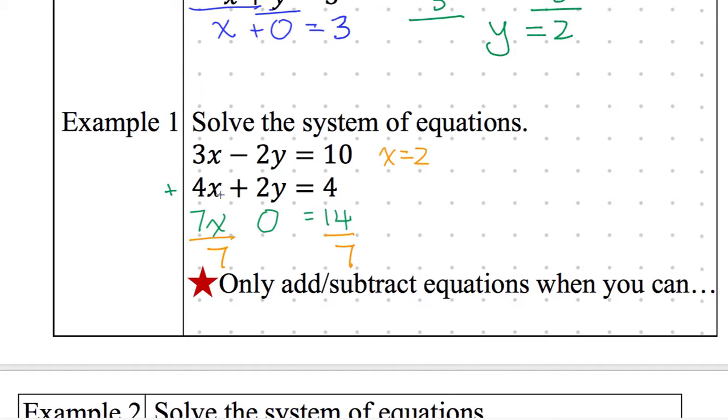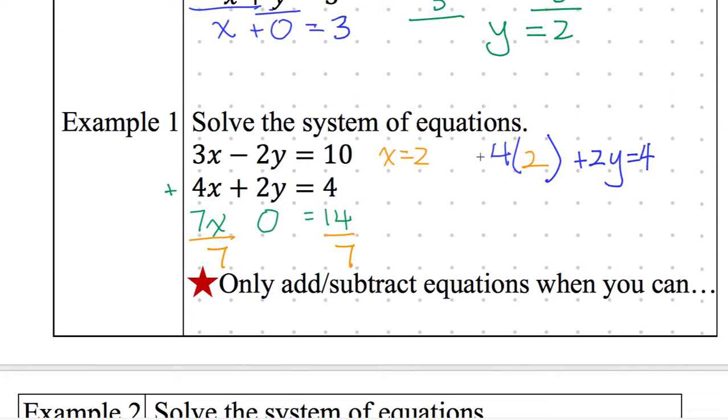I'm going to rewrite the second equation, but instead of writing an x, I'm going to write a 2. Here we go. 4 times, oh, there's my x. It's a 2 now. 4 times 2, I'm rewriting the second equation, and then plus 2y is equal to 4. In the place of x, it's a 2. I'm substituting x equals 2 into the second equation.